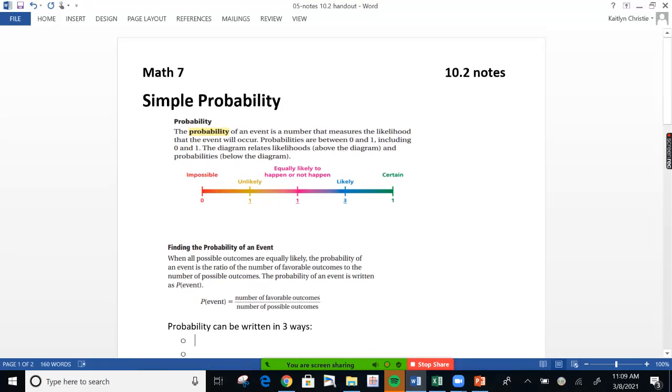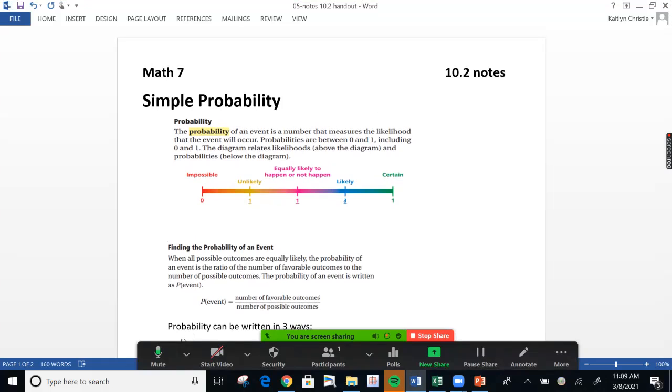So with simple probability, we're going to start talking about the definition of probability. We kind of started working with some experimenting yesterday. We learned that if we flip a coin, there's a 50-50 chance of getting heads or getting tails. So we're just going to go a little bit more in depth with that, and we're actually going to be taking notes over that theoretical and experimental probability that we were mentioning yesterday. So let's go ahead and get started.